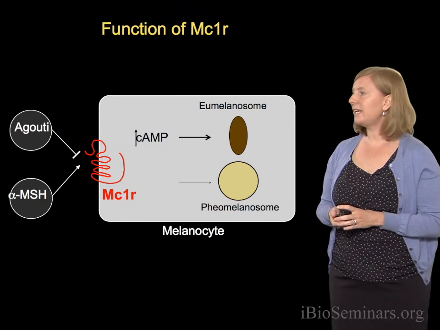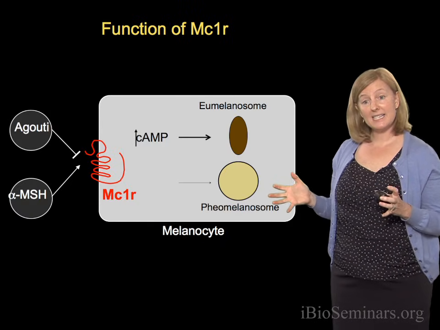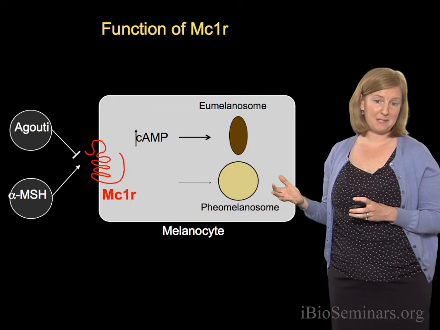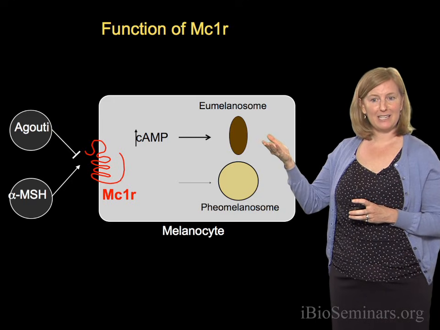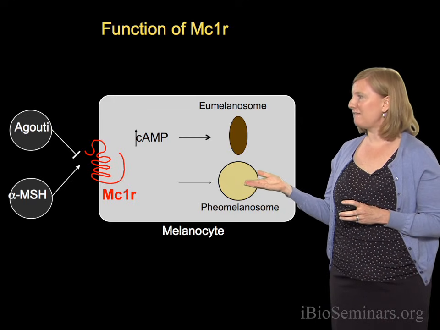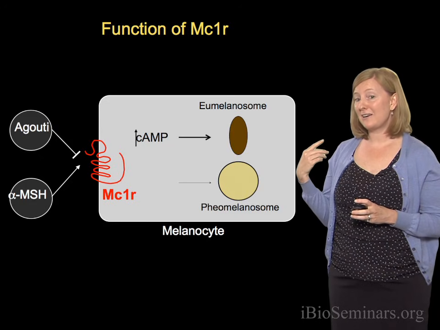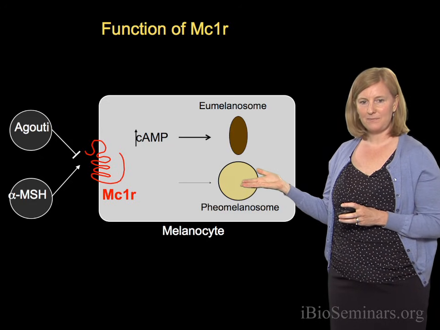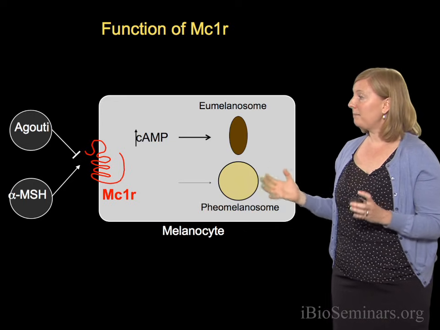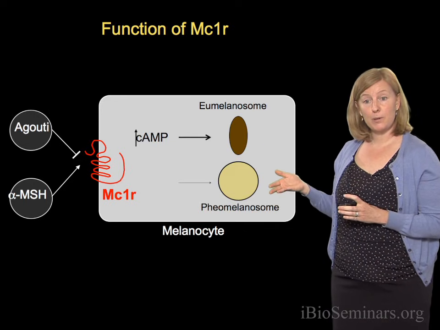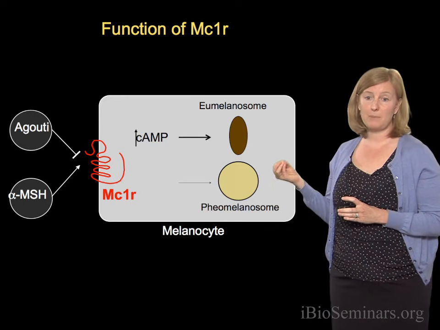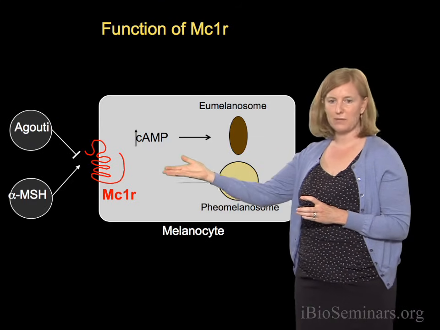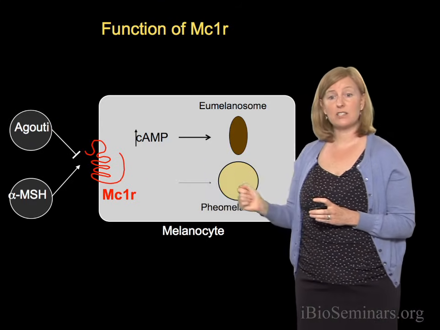So what I'm showing you here is a melanocyte. Now, a melanocyte is a pigmentation-producing cell, and in mammals we produce two types of pigment: a dark brown to black eumelanin and a yellow to blonde pheomelanin. So you can look at your own hair and determine whether you have eumelanin or pheomelanin. Now, this melanocyte has the ability to produce both types of pigments, but which pigment it produces at any one time is largely controlled by the melanocortin-1 receptor, which essentially acts like a switch.